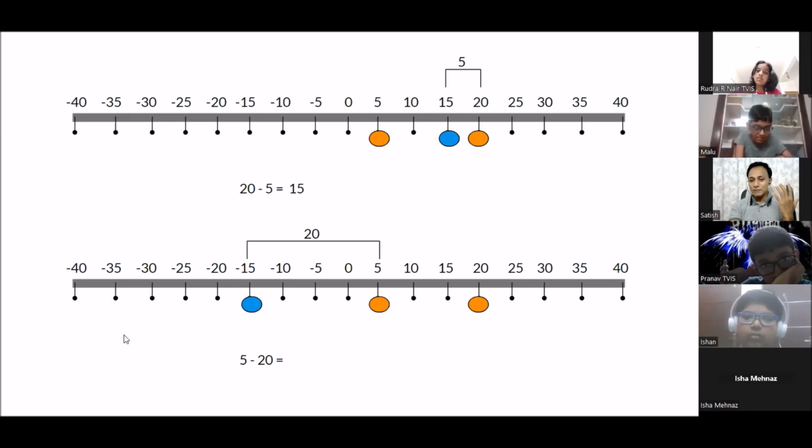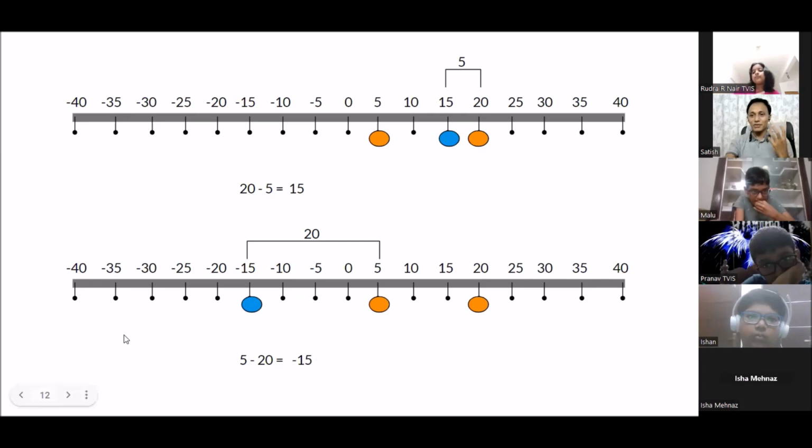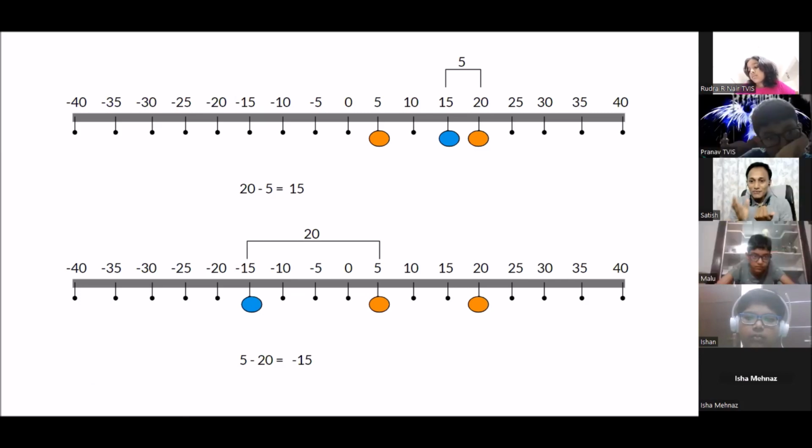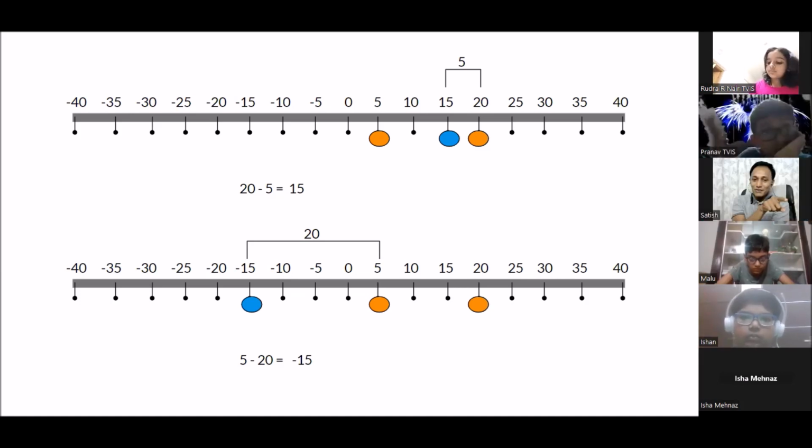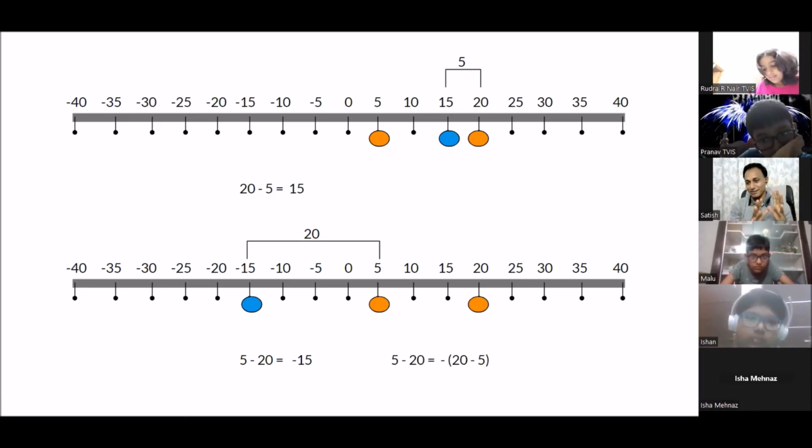Yeah. So you see, both are 15. You have 20 rupees and you are giving 5 rupees away to someone, you have 15 rupees with you. But you have 5 rupees, you are giving 20 rupees away to someone. Both are 15, but the symbol changes. So 20 minus 5 is negative of 5 minus 20, or in other ways. Right? This is an important thing.